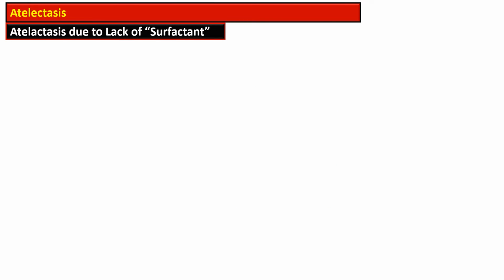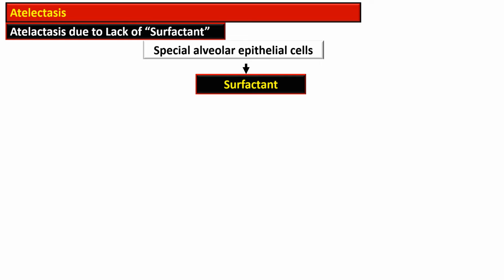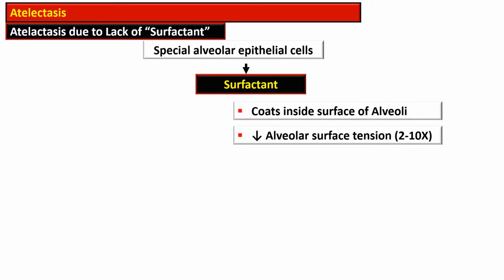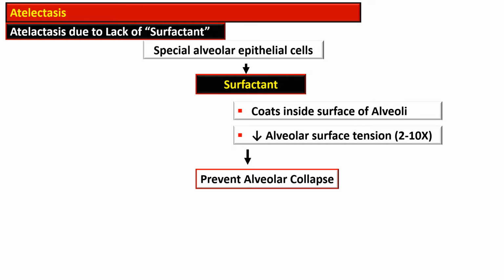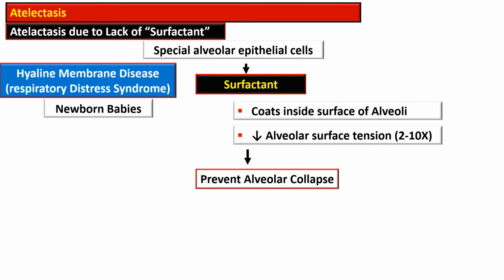Another cause of development of atelectasis is due to lack of surfactant. Surfactant is secreted by special alveolar epithelial cells, and it coats inside of the surface of the alveoli, and it is responsible to decrease the alveolar surface tension 2 to 10 times, and hence it prevents collapse of the alveoli.